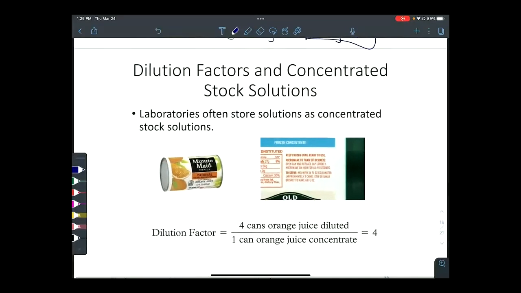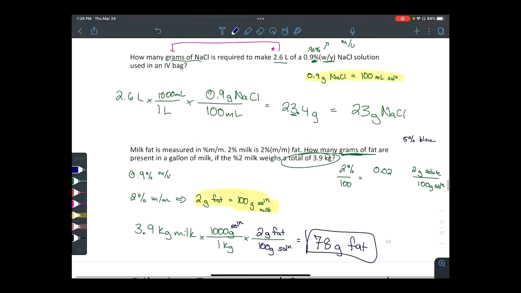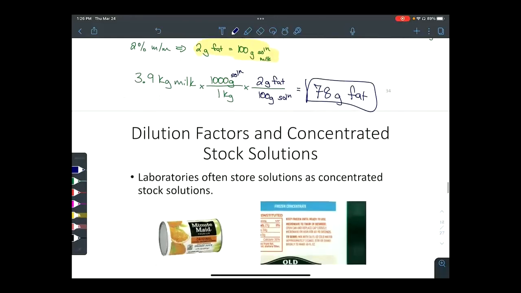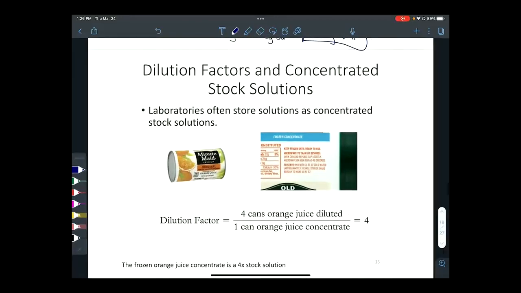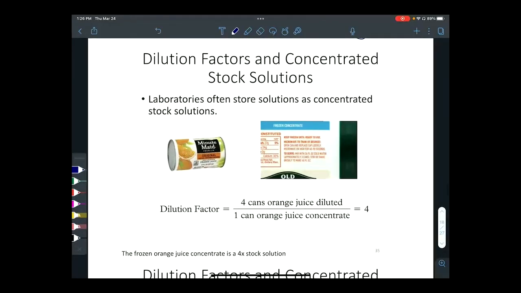Okay, how do we feel better about those percentages? It works exactly the same. Even if we did percent volume over volume, it's the volume of the solute per 100 milliliters of your solution in that case. Okay, so how else can we think about concentration?